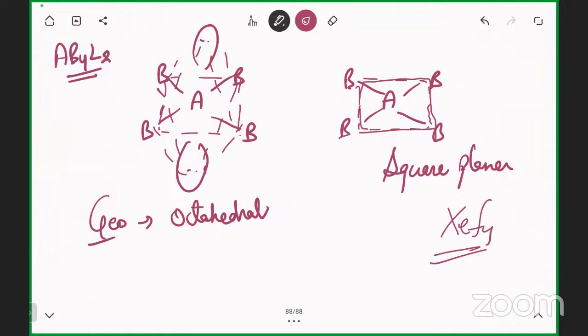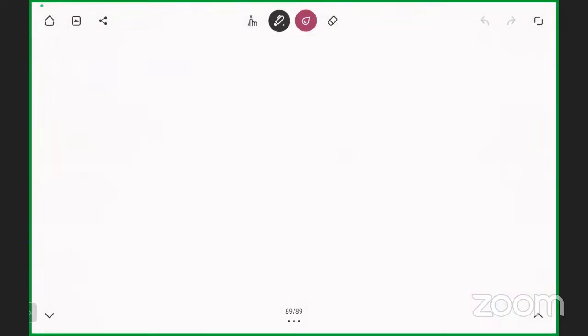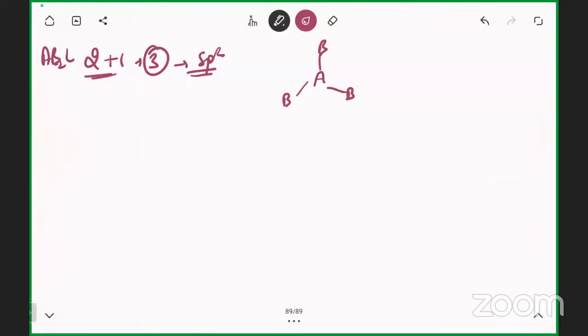See, if you are having confusion in the geometry and shape, do one thing. For example, the condition was AB2L, so it was 2 bond pair and 1 lone pair. Total is 3. So for 3, what geometry were you making earlier? In 3, it means sp2. For sp2 hybridization, that was trigonal planar structure, A, B, B, B. So you can remember like this only.